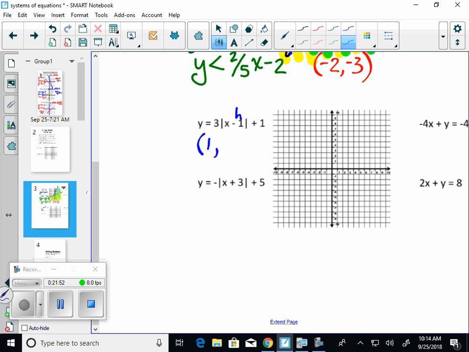k is 1. So my vertex is at 1, 1. And what's my slope? 3. Good. And that's a, right? a is equal to 3. So I'm going to go from my vertex up 3 over 1. Up 3 over 1.